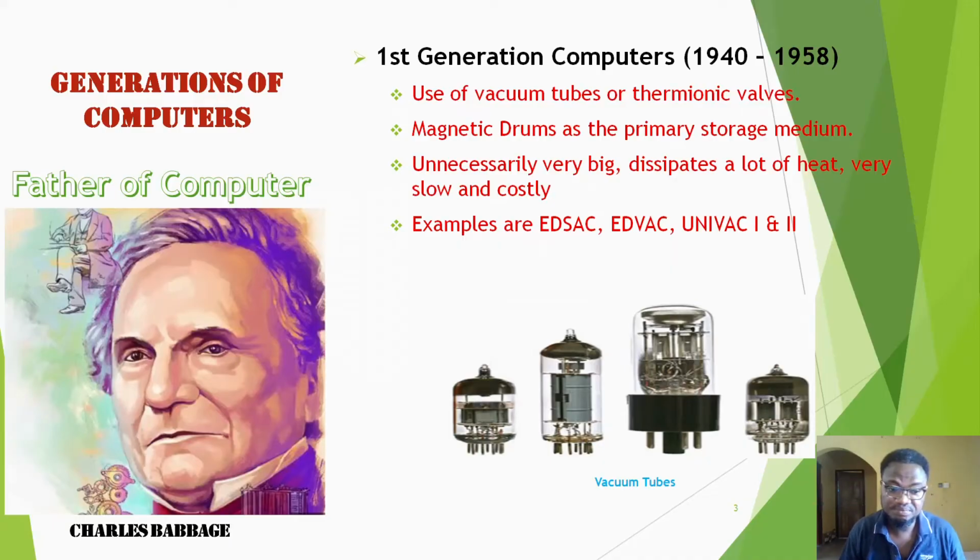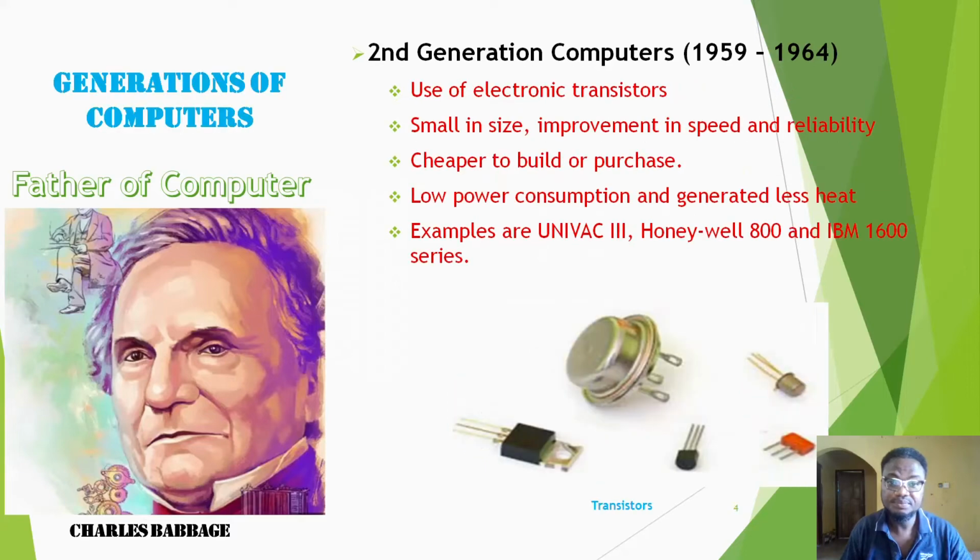Let's go into the second generation. The second generation of computers are a set of computers that were designed with electronic transistors and memories. It utilizes magnetic cores and magnetic tape or disk. The transistor proved to be more superior and reliable in terms of the cost of purchase of a computer system, with low power consumption, improved speed and reliability, and smaller size compared to the first generation.